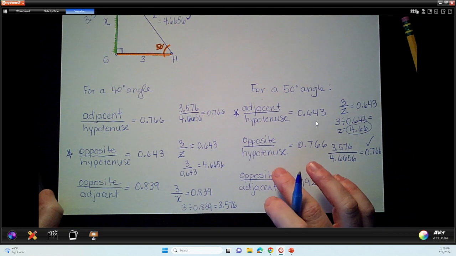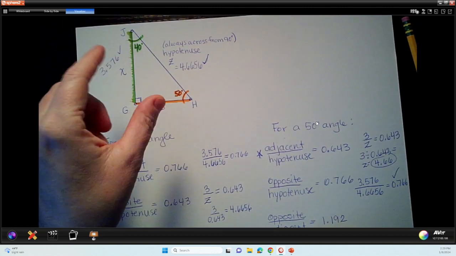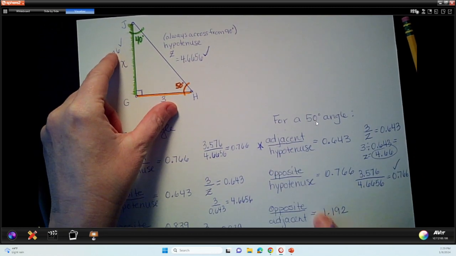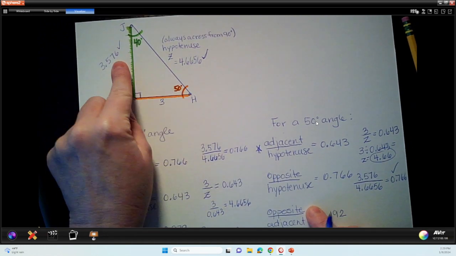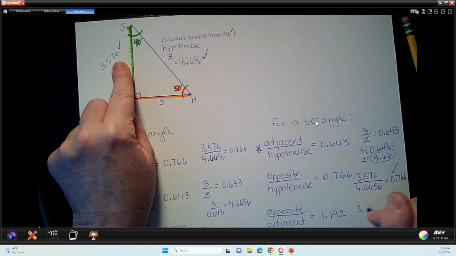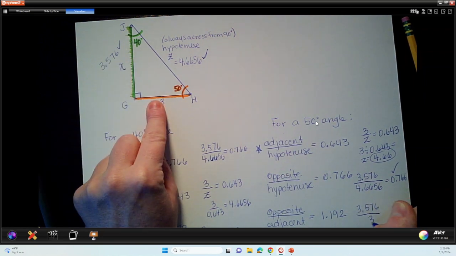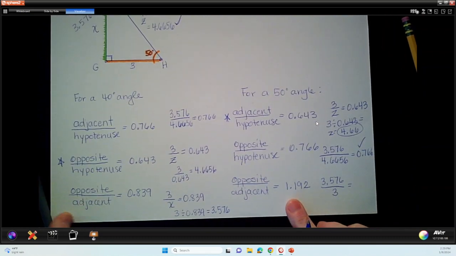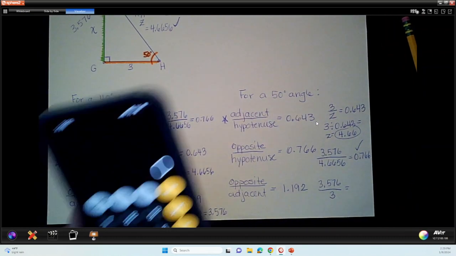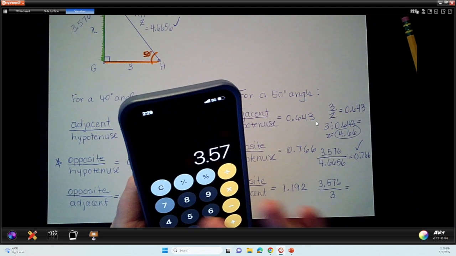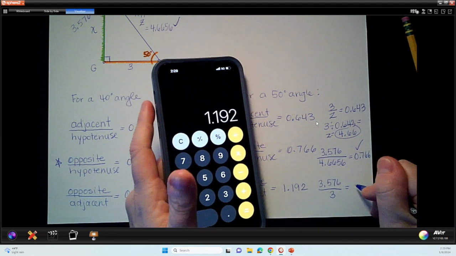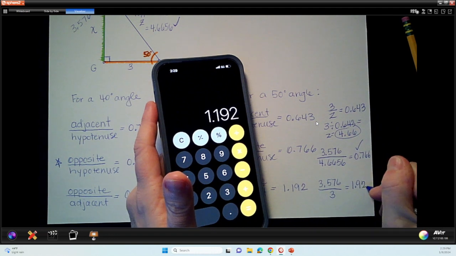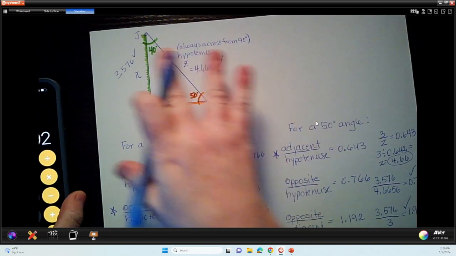All right, now, moment of truth. If I take my opposite and my adjacent, and divide them, I should get 1.192. So let's take the opposite, 3.576, and let's divide it by the adjacent. And let's just double check to make sure we get 1.192. Okay, 3.576 divided by 3, 1.192. So it checks out. I know that these answers are correct.